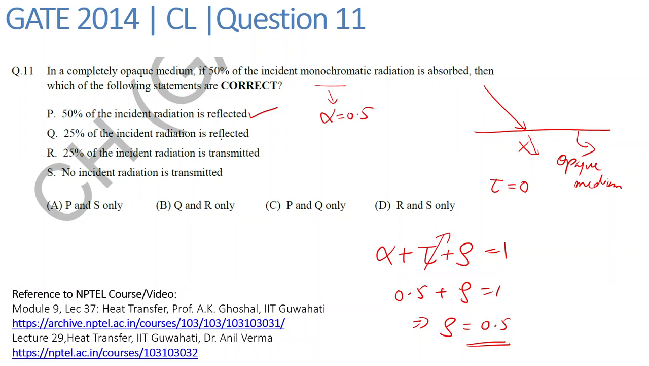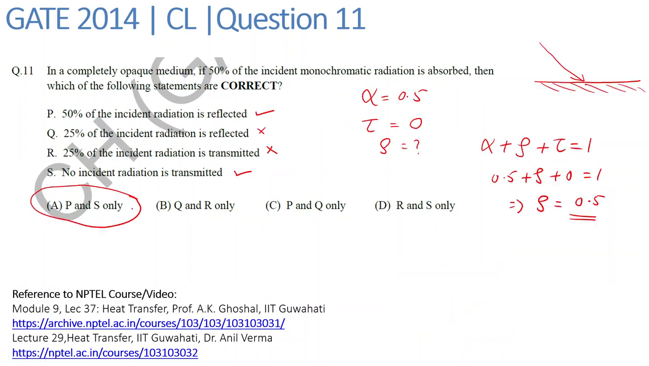Option Q, 25% of radiation is reflected, is incorrect. Option R is also incorrect. Then option S, no incident radiation is transmitted, is a correct option. So from the given options, we can select P and S as the correct options, that is corresponding to option A. So for this given question, we can select the correct option as option A.